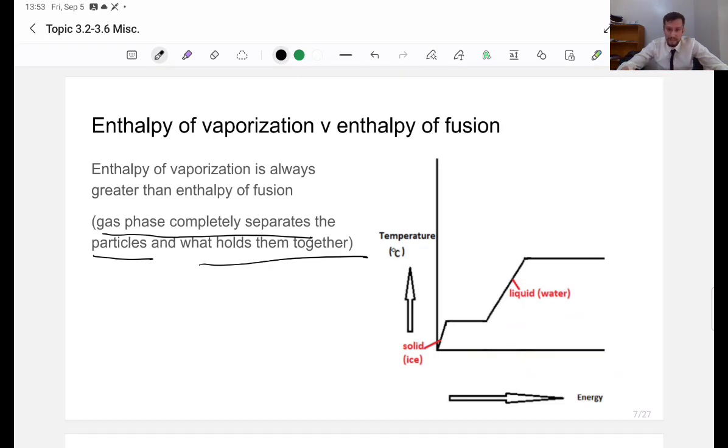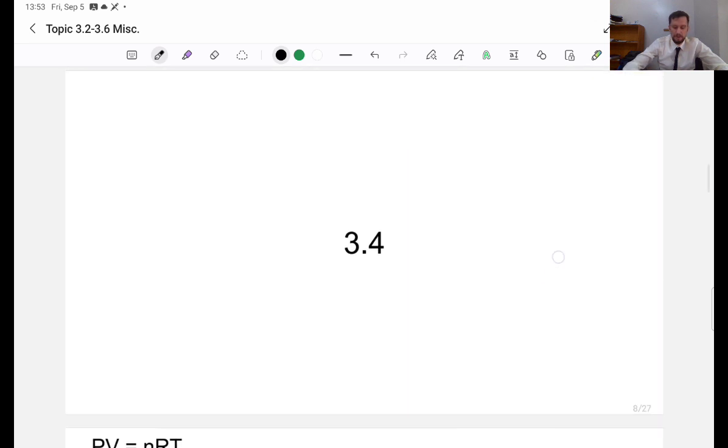Whereas, if we're looking at a gas, it's taking up way, way, way more space. Therefore, those intermolecular forces between the water molecules in the case of turning into a gas are completely overcome. And so that takes more energy. So again, the takeaway is that the enthalpy of vaporization, turning into a gas, is always greater than the enthalpy of fusion. That's the only thing that really stuck out to me from 3.4. I mean 3.3.